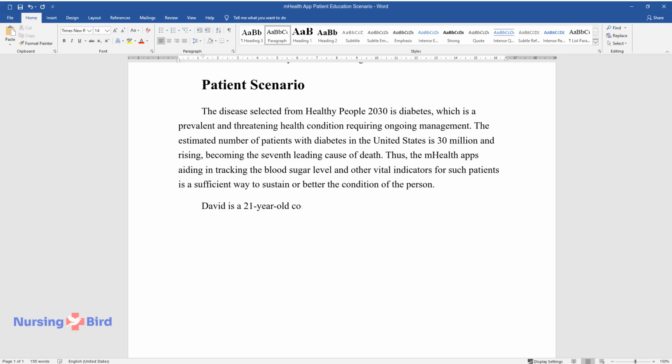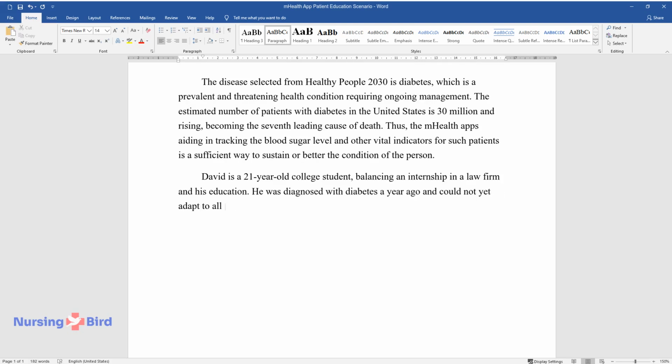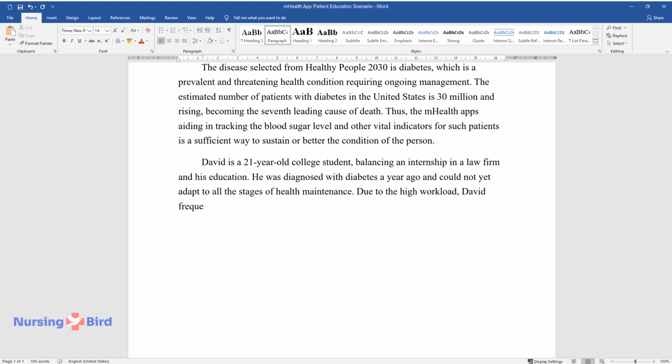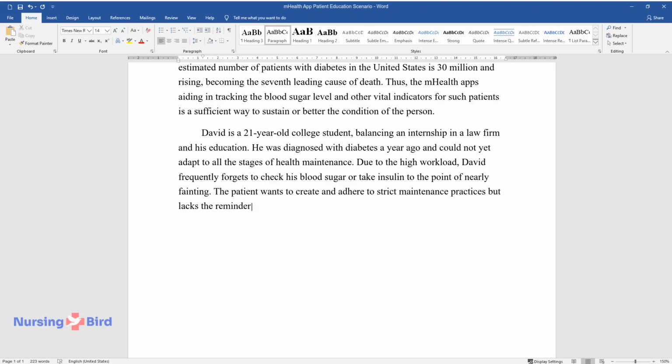David is a 21-year-old college student, balancing an internship in a law firm and his education. He was diagnosed with diabetes a year ago and could not yet adapt to all the stages of health maintenance. Due to the high workload, David frequently forgets to check his blood sugar or take insulin to the point of nearly fainting.